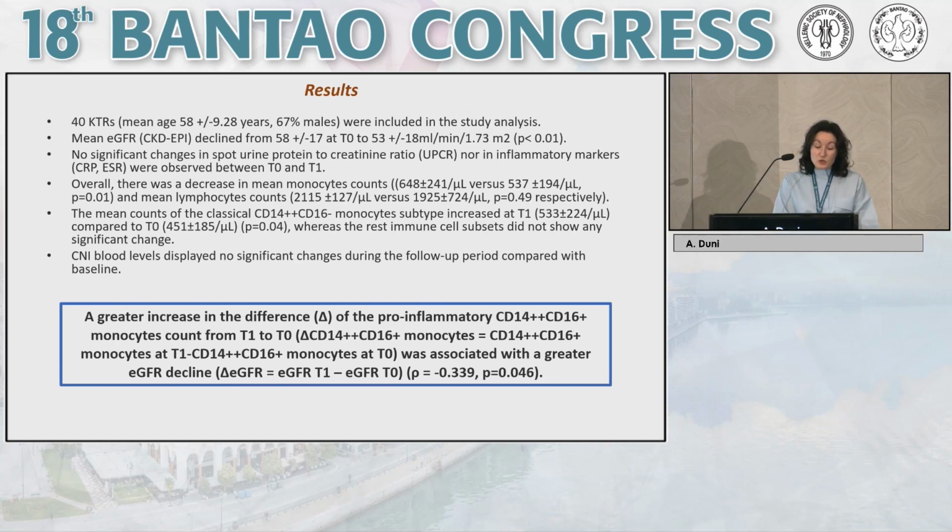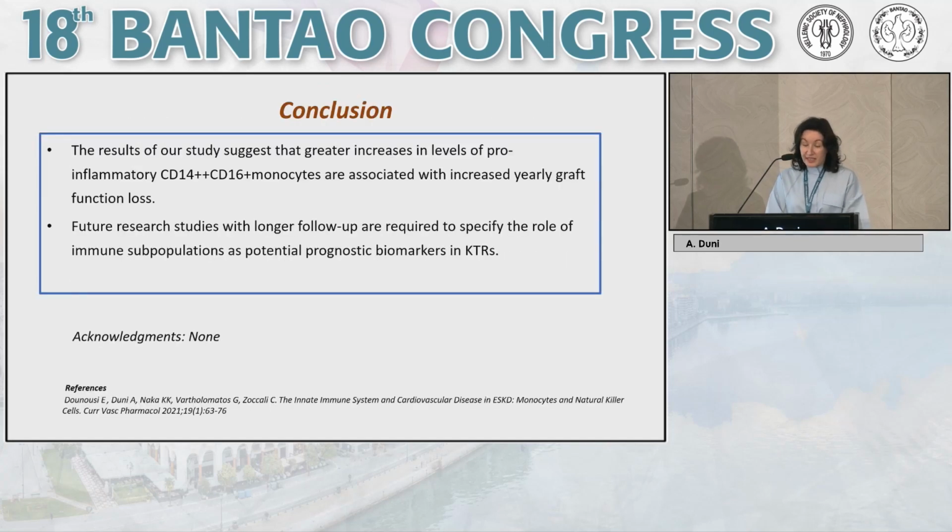CNI blood levels displayed no significant changes during the follow-up period compared with baseline. Significantly, a greater increase in the pro-inflammatory monocyte counts between T1 and T0 was associated with a greater eGFR decline. The results of our study suggest that greater increases in levels of pro-inflammatory monocytes are associated with increased early graft function loss, and future research studies with longer follow-up, as we are conducting now, are required to specify the role of immune subpopulations as potential prognostic markers in kidney transplant recipients.